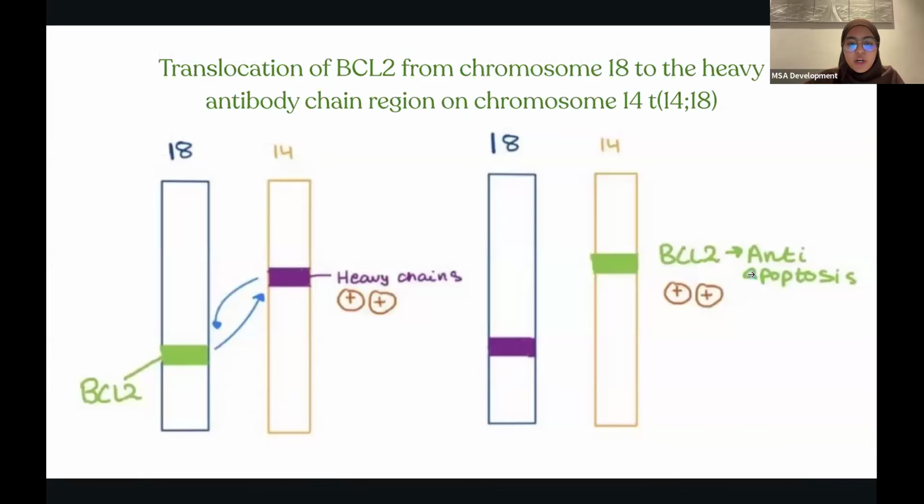How does follicular lymphoma occur? There's translocation of the BCL2 gene from chromosome 18 to chromosome 14. Why is this a big problem? Because chromosome 14 has the heavy chains. Heavy chains are heavily upregulated, because you need to make a lot of them for the B cells. But if BCL2 takes the place of the heavy chains that are usually upregulated in the B cells, that causes BCL2 to be upregulated. BCL2 is an anti-apoptotic protein, so it stops apoptosis. So the cells can't die, they just stay there. So that's why it causes the cancer.